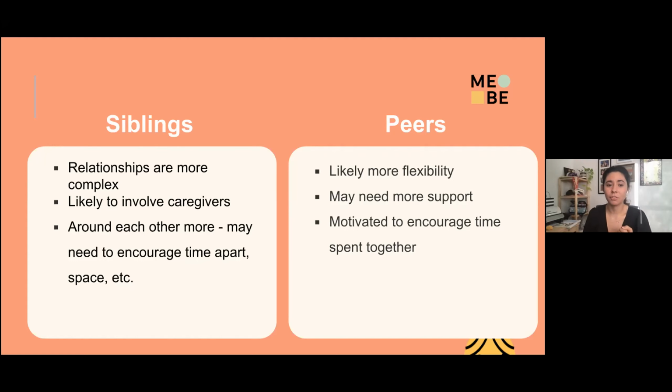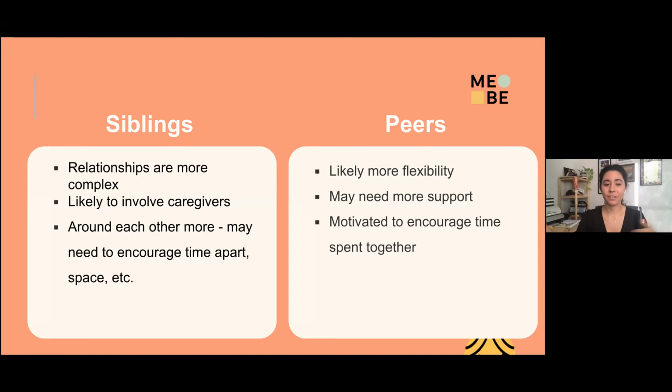Interactions with siblings are much more likely to involve caregivers, just because it's really likely they're going to pull you in. Sorry, while you're in the kitchen, maybe they'll play in the dining room. They're going to ask you, hey, can we play on the Switch? They're naturally going to involve you in a lot of the different things that they do. And finally, siblings are just around each other infinitely more than neighbors and classmates are.